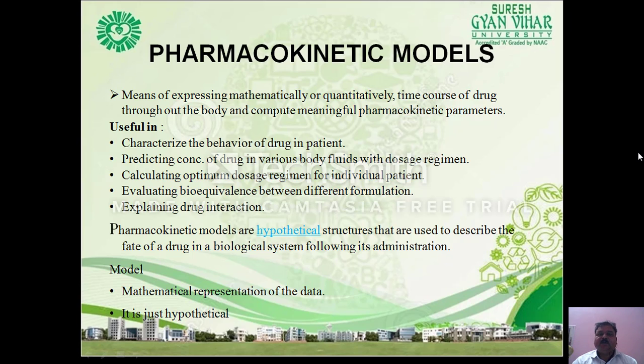Pharmacokinetic models are means of expressing mathematically or quantitatively the time course of the drug throughout the body and computing meaningful pharmacokinetic parameters. They are basically useful in characterizing the behavior of the drug in patients, predicting the concentration of the drug in the various body fluids with the dosage regimens, and calculating the optimum dosage regimen for the individual patient.